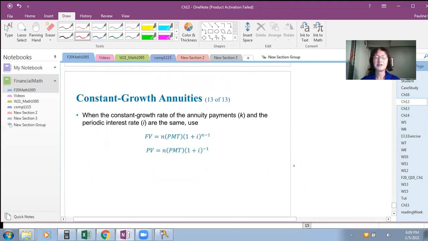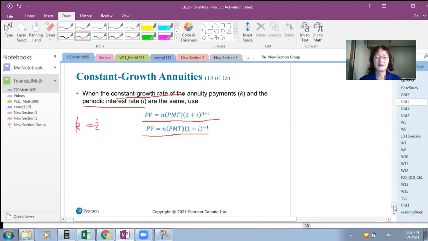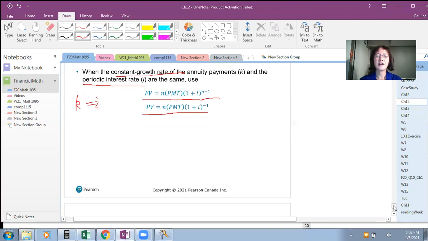Sometimes you may have a situation where the constant growth rate equals the periodic interest I. So when you have K equal to I, you use this formula for future value, and this formula for present value. So that concludes the constant growth annuity.